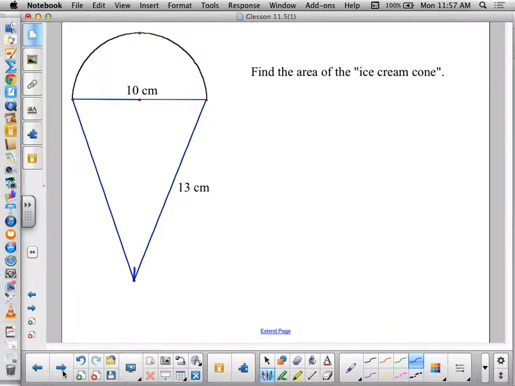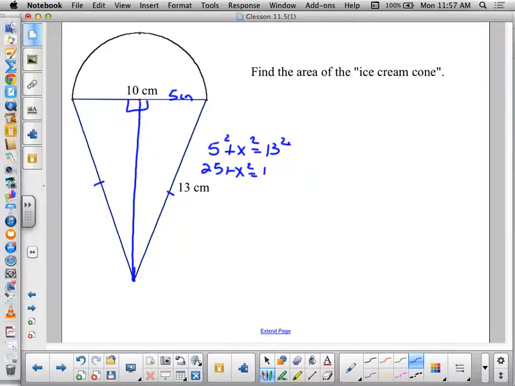One more. Ice cream cone shape. Okay? Now, we do need to find some stuff out about this. This is an ice cream cone, so these are each 13. If this is 10, how long is this side right here? 5. So I can find the altitude of this triangle by using Pythagorean theorem, right? 5 squared plus x squared equals 13 squared. I don't need SOHCAHTOA there. It's 169, so x squared is 144. So x is 12 centimeters.